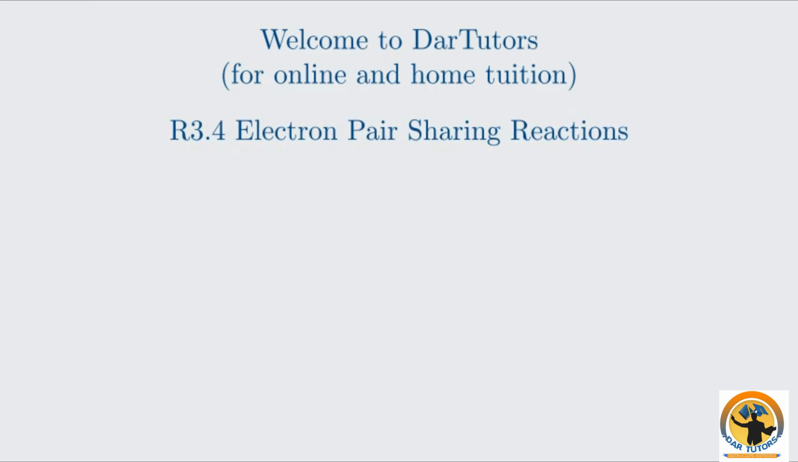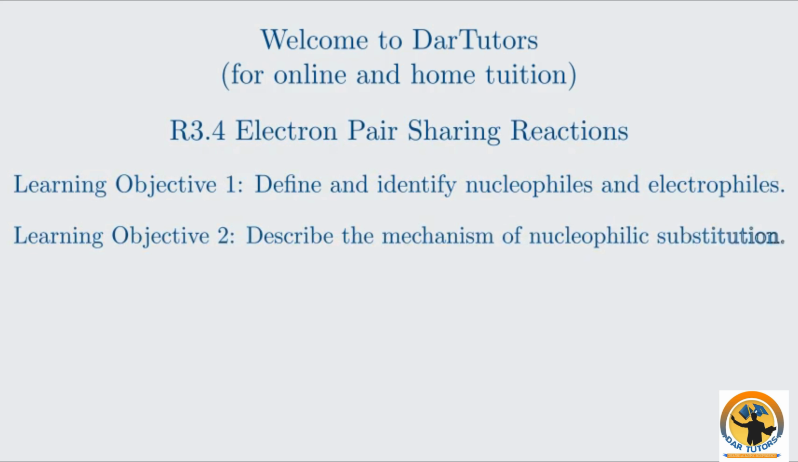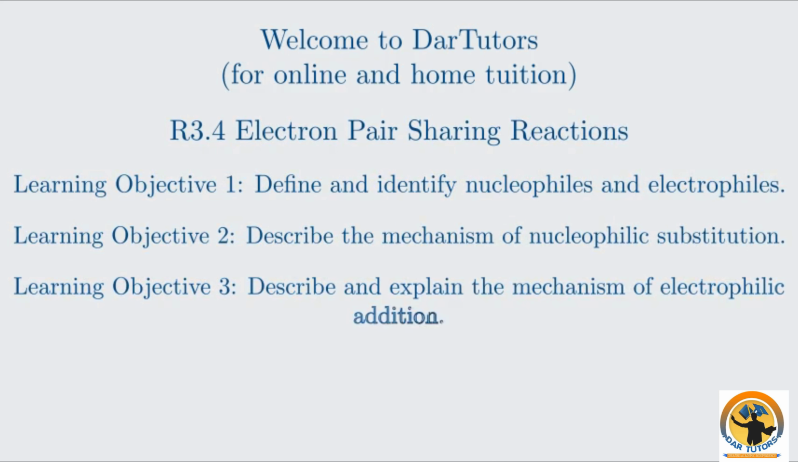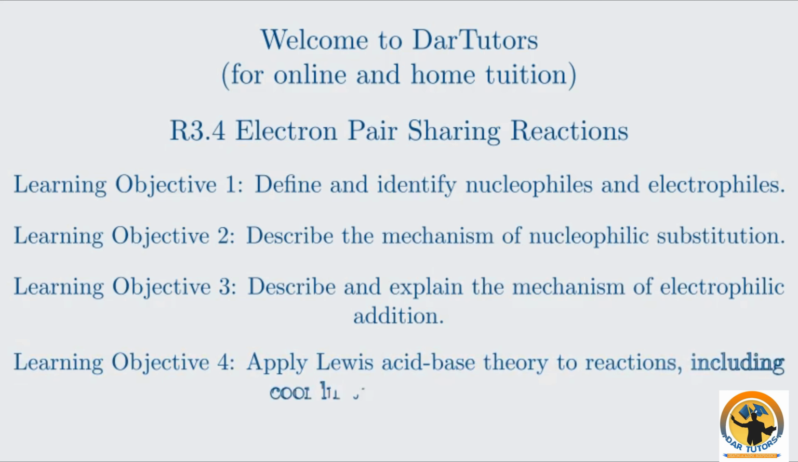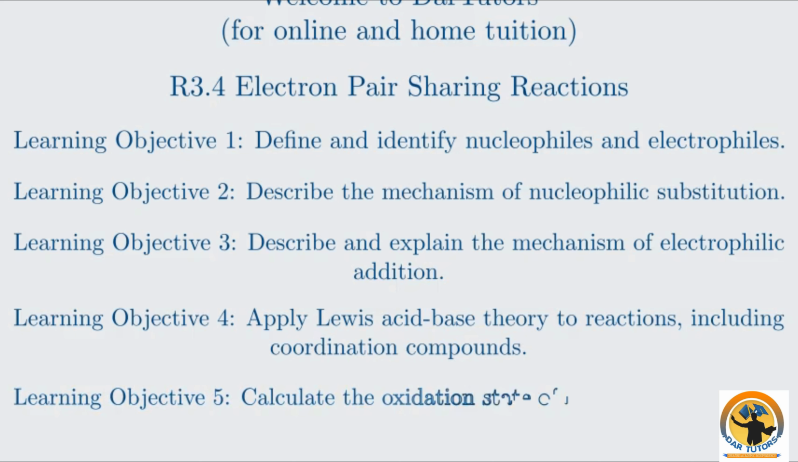By the end of this video, you will be able to, first, define and identify nucleophiles and electrophiles. Second, describe the mechanism of nucleophilic substitution. Third, describe and explain the mechanism of electrophilic addition. Fourth, apply Lewis acid-base theory to reactions, including coordination compounds. And finally, calculate the oxidation state of metal ions in complex ions.